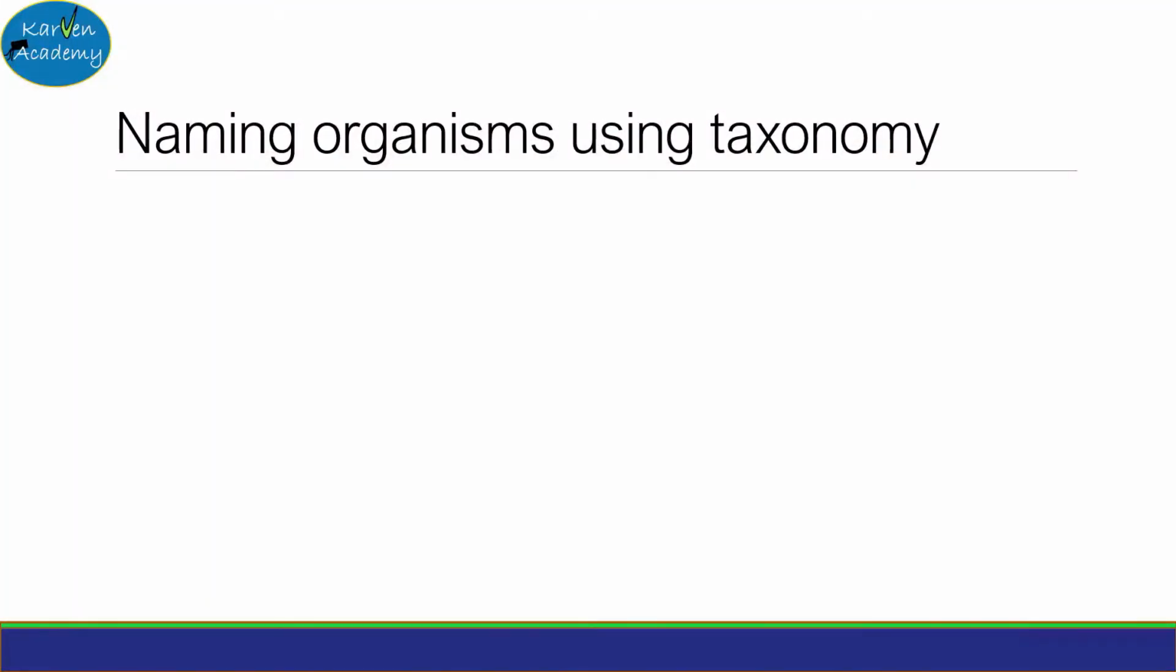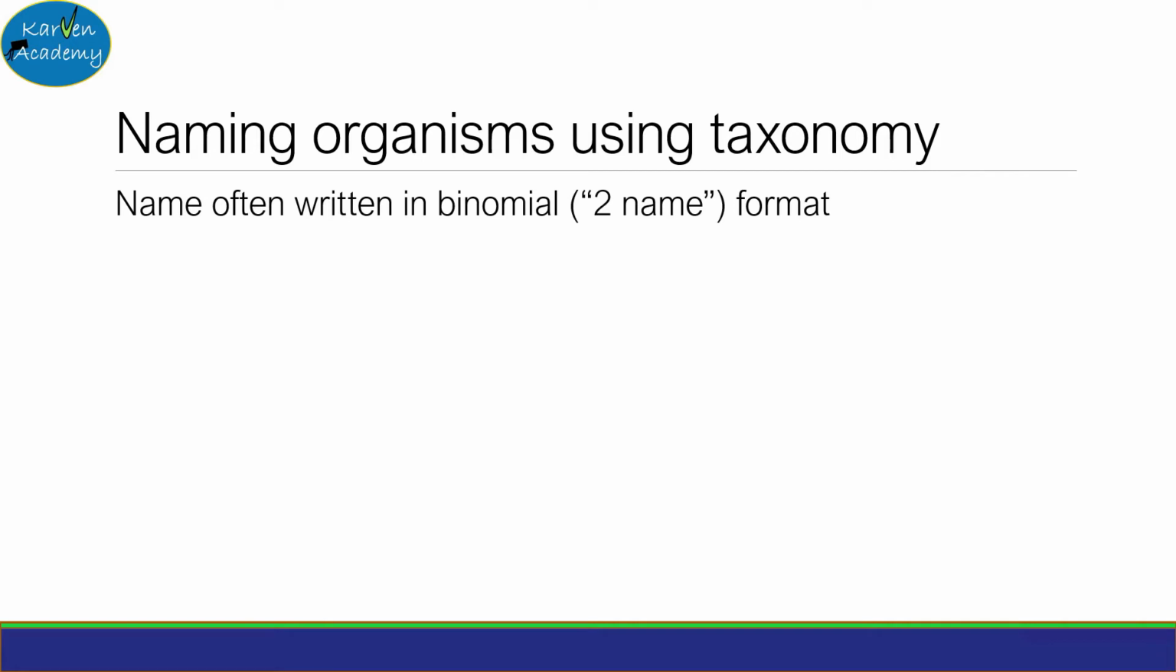Now let's look at how organisms are named according to their taxonomy. Organisms' names are usually written in the binomial format, the bi referring to the two. The first part is genus, and the second is the species. Note that both are written in italics and the genus has a capital letter.